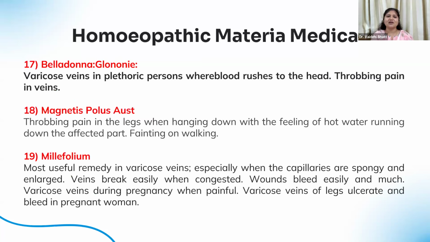Then Belladonna and Glonoin are indicated in a person having hypertension, that will help us to reduce the pressure in vessels in plethoric persons, with rushes of blood to the head and throbbing pain of the vein. Then Magnetis polus arcticus will help in relieving the throbbing pain in a leg, hanging down, with the feeling of hot water running down in the affected part, and aggravated on walking.